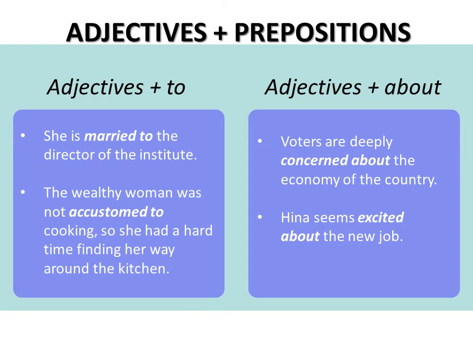To is used with certain adjectives to show the connection between people or things. For example, she is married to the director of the institute. The wealthy woman was not accustomed to cooking, so she had a hard time finding her way around the kitchen. We often use about with adjectives of feelings like angry, excited, happy, nervous, sad, or concerned to explain what is causing that feeling. For example, voters are deeply concerned about the economy of the country. Hina seems excited about the new job.